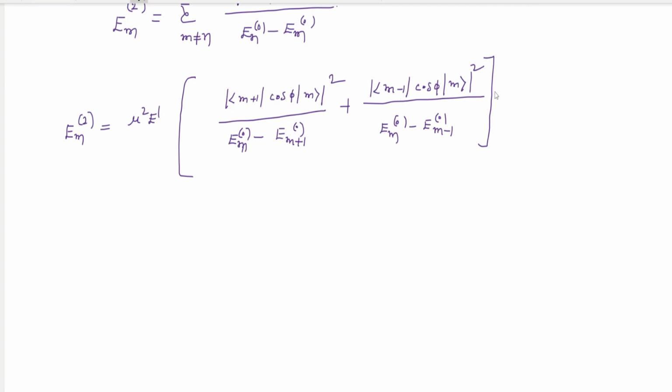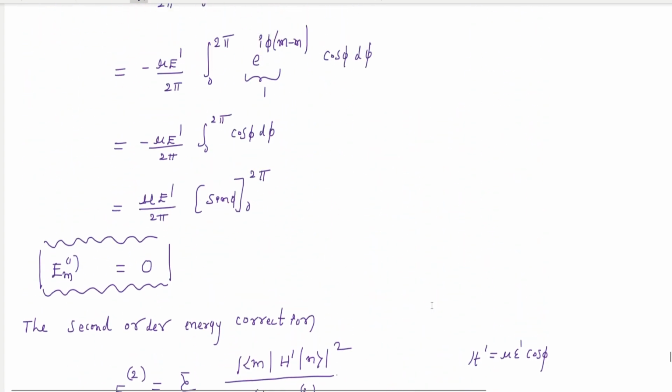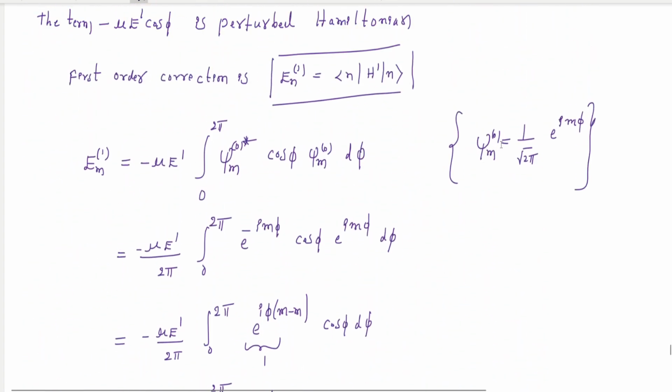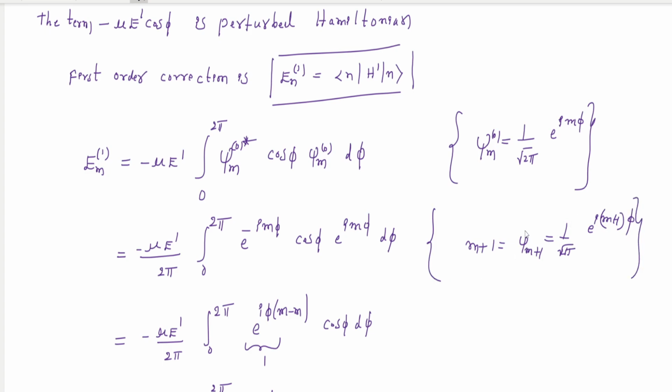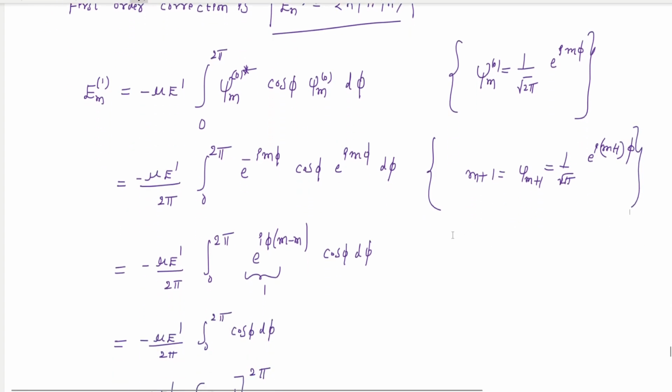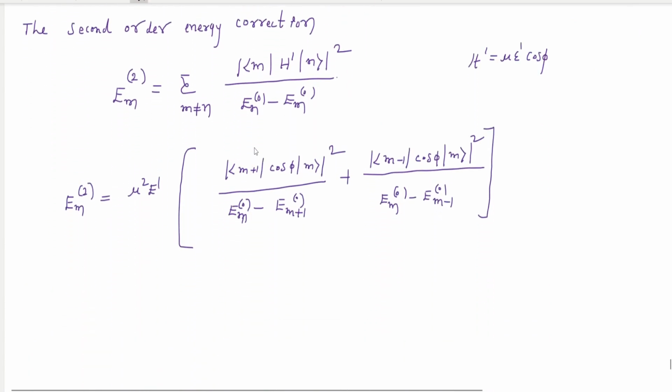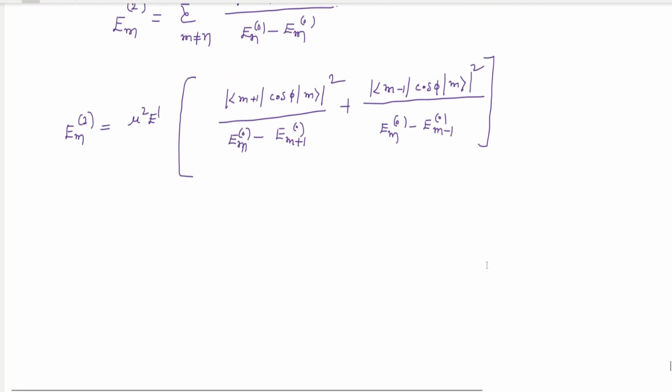Okay, similarly, if you use this normalization solution, we already know the solution: psi m power 0 equals 1 divided by root 2 pi e power I m phi. In case you want the m plus 1 state, psi m plus 1 equals 1 divided by root 2 pi e power I (m plus 1) phi, the wave function. So this is the m plus 1 state. Similarly, you can use the m minus 1 state also here.